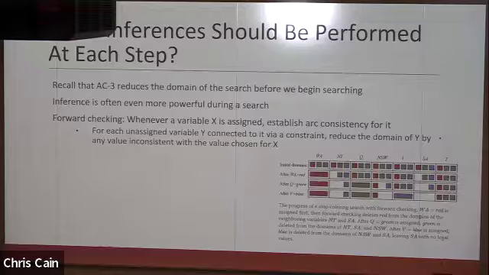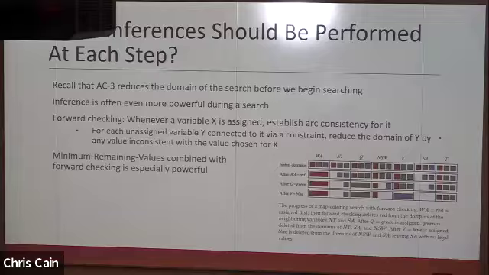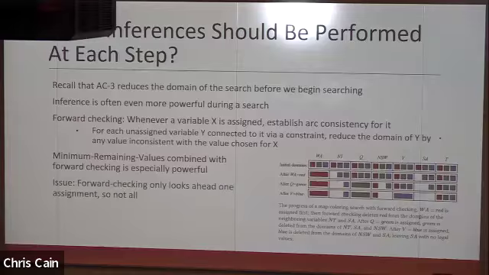Then we run consistency again and say, if Western Australia is red and Queensland is green, what are the associated constraints? And then you can continue to make guesses at that point. But if you run arc consistency, you're capable of reducing that search space further so that you don't run into quite as many dead ends. So if we just use minimum remaining values combined with forward checking, it's especially powerful. Of course, forward checking only looks ahead one assignment. So it gives you some value, but not a tremendous amount of value.